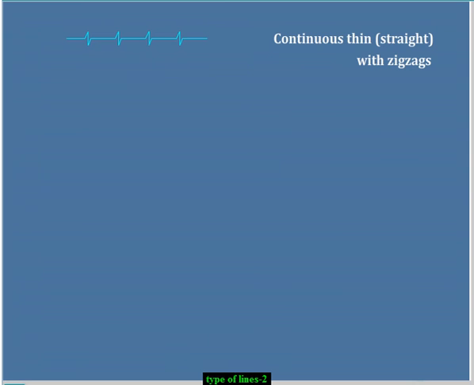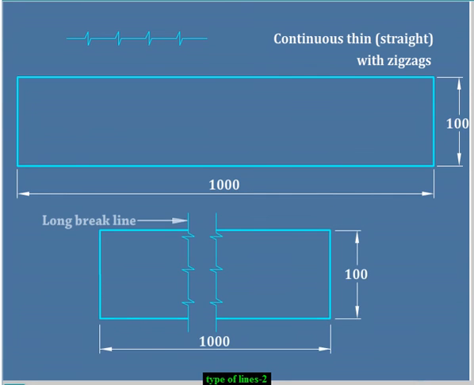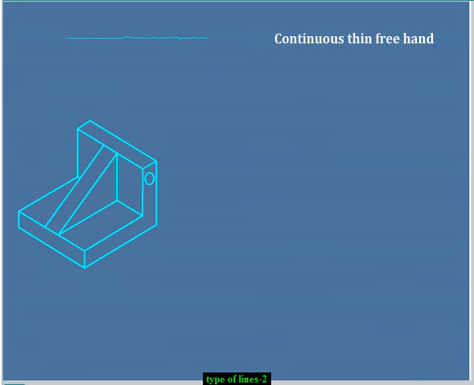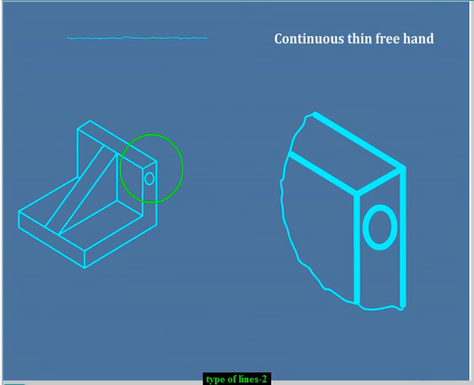Continuous thin with zigzags. It is used to show a long break in the line. Continuous thin freehand. It is used to show limits of partial or interrupted views and sections if the limit is not a chain thin line.